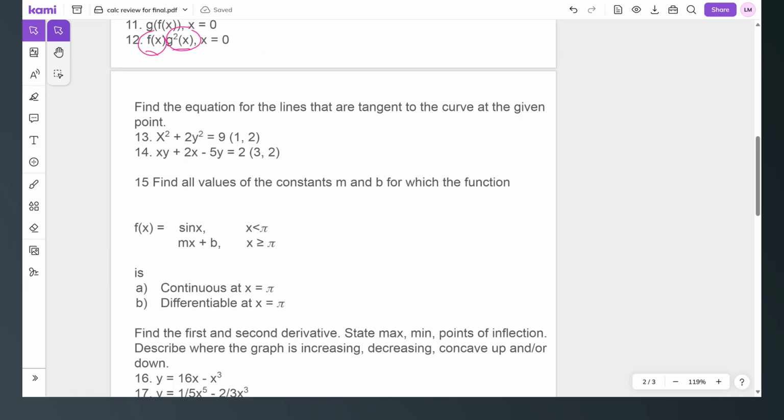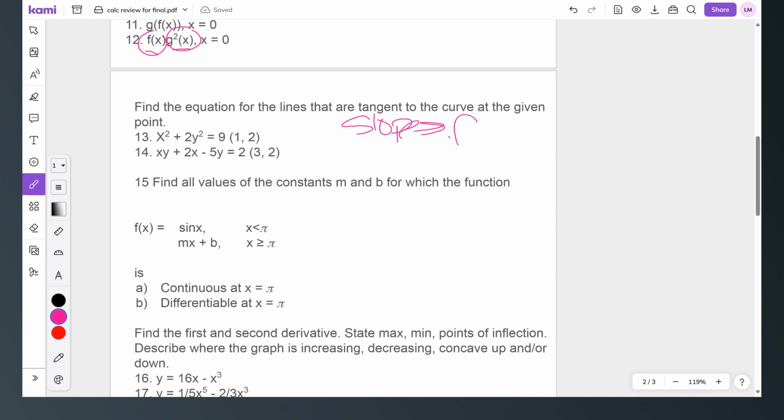13 and 14, if I want equations of tangent lines, I need slope, which is derivative. So I need the derivative evaluated at the point, and then I'm going to use y minus y1 equals m times x minus x1.